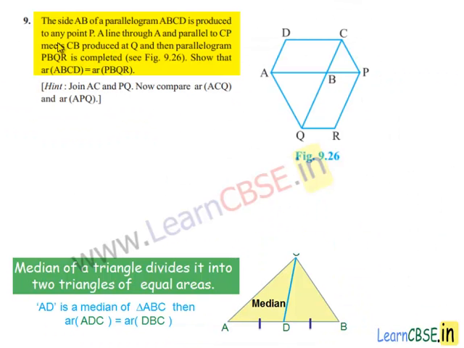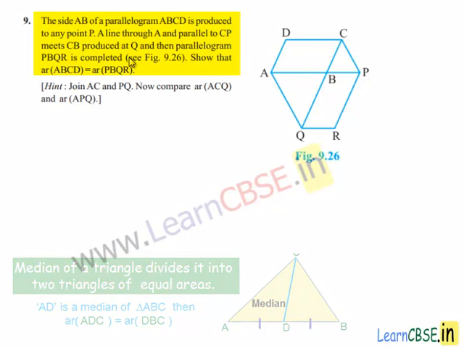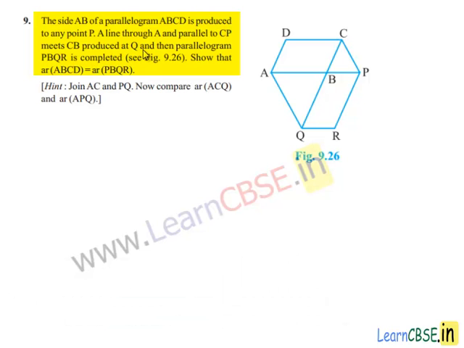Moving on to 9th question. Side AB of parallelogram ABCD is produced to any point P. A line through A and parallel to CP meets CB produced at Q, and then parallelogram PBQR is completed. Show that area of parallelogram ABCD is equal to area of parallelogram PBQR. Now moving to the solution.